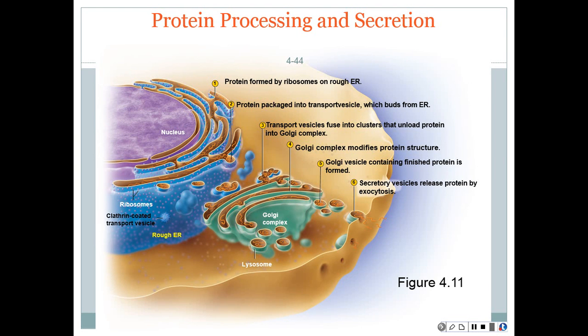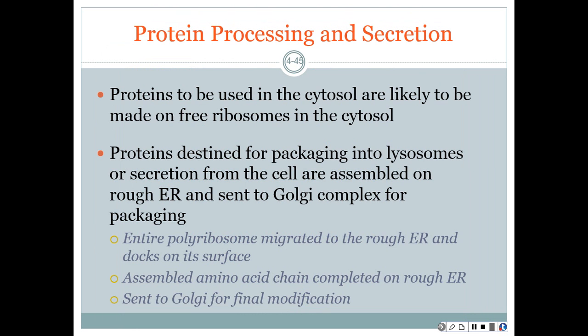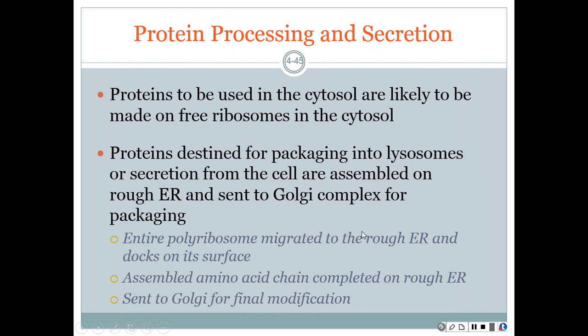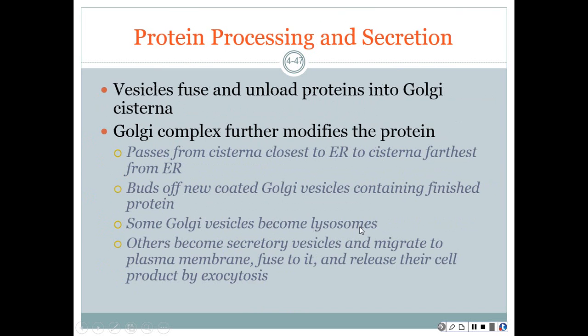And you should be able to find that in table 4.3 on page 125. You see the destinations and functions of the various proteins that are going to be released from this Golgi apparatus, from the secretory vesicles. Okay. So the diagram here is basically explained in these last few slides.